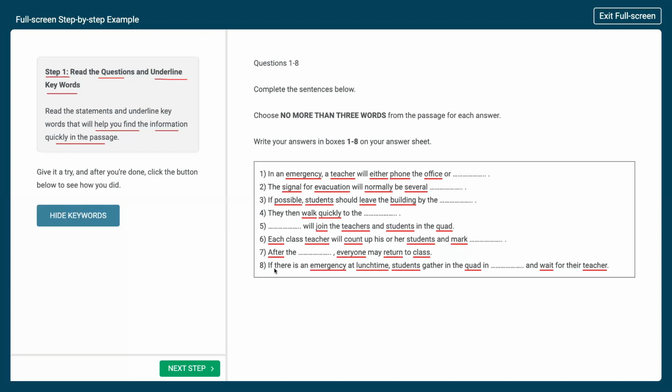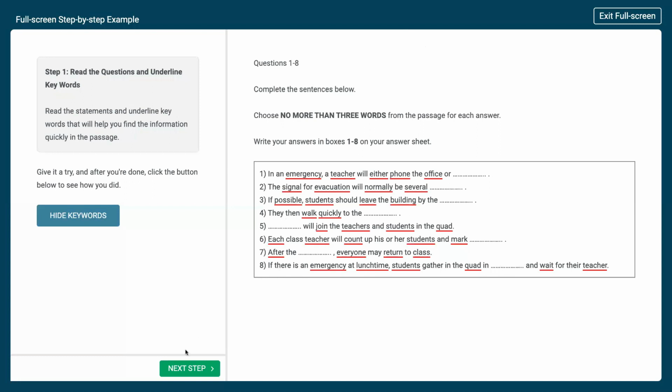And then number eight, if there is an emergency at lunchtime, students gather in the quad in blank and wait for their teacher. So you see I've got a lot of keywords about teachers, students, a lot of verbs, some absolute terms like either and normally, and then some time indicators as well, such as after. So already in just a minute, I even did this a bit slower for this video, we have all of the key terms and we've got the theme understood.